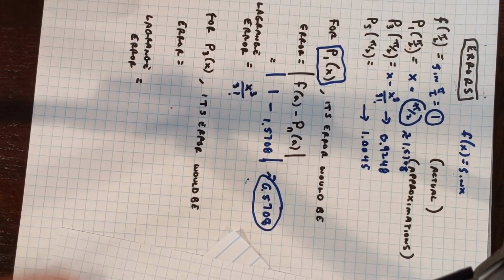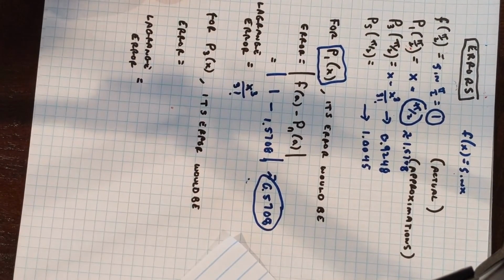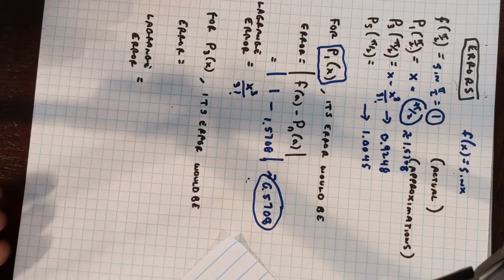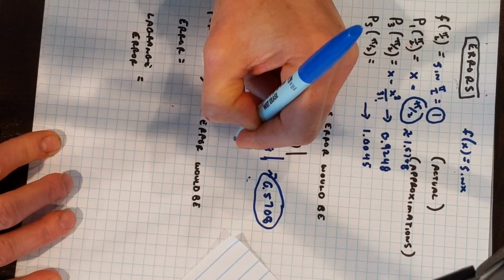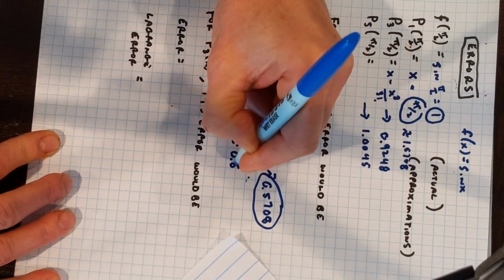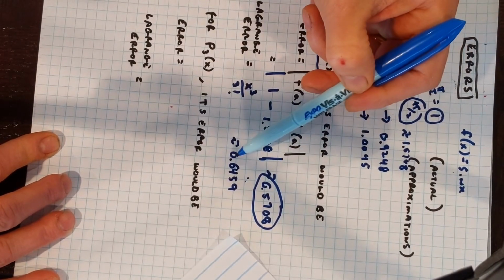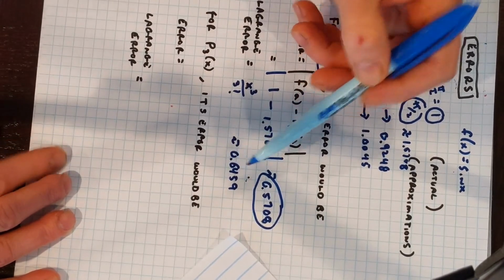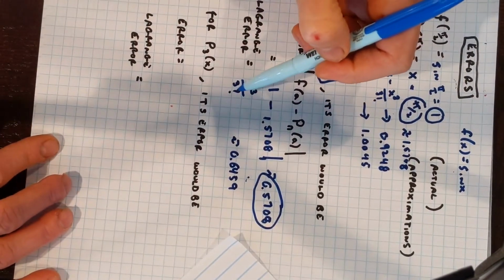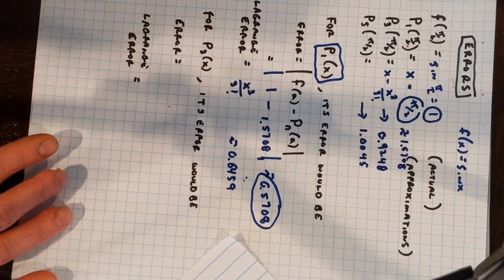And if I compute that, I'm going to get approximately 0.6459. Now note the actual error was this. This is the Lagrange error. It's very close. It's not perfect, but certainly it represents a huge part of the error that's actually computed.